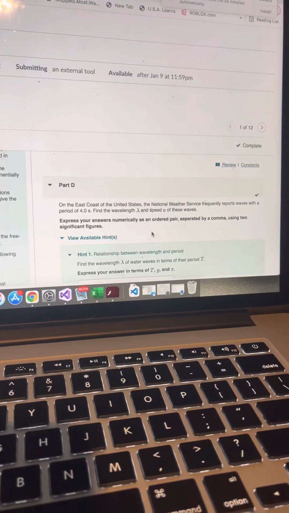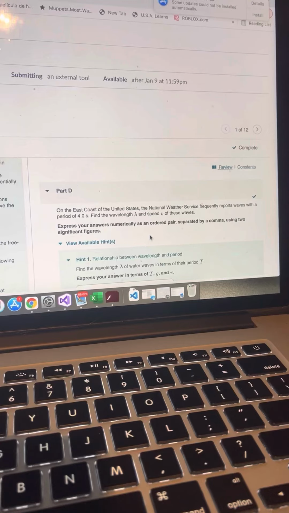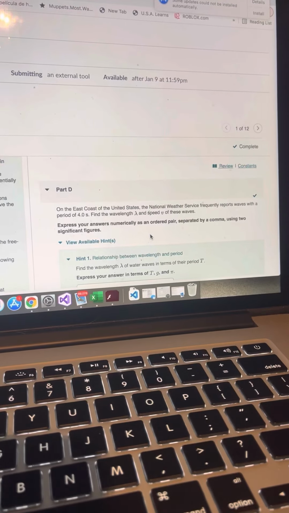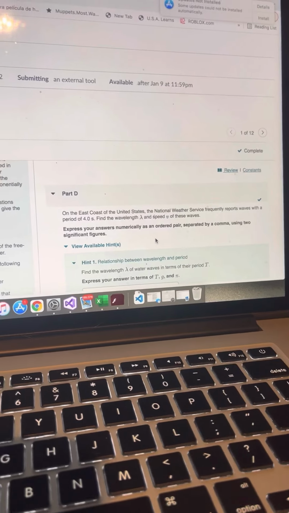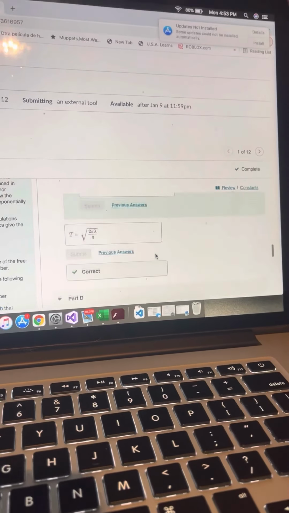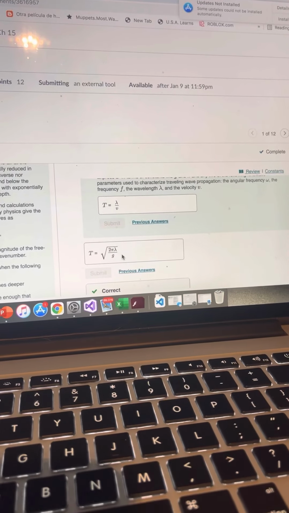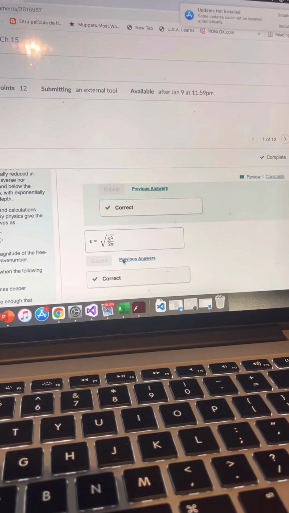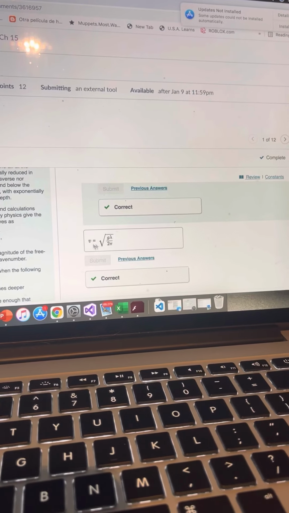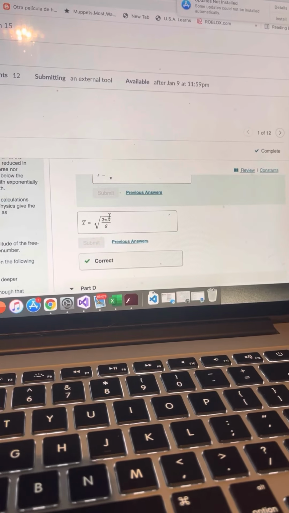On the east coast of the United States, the National Weather Service frequently reports waves with a period of 4 seconds. Find the wavelength lambda and speed v for these waves. Now for this problem, I used two equations. I used this one to find lambda, the wavelength, and then once I had that, I would implement it into this equation to find the speed. So let's begin by finding lambda with this equation.